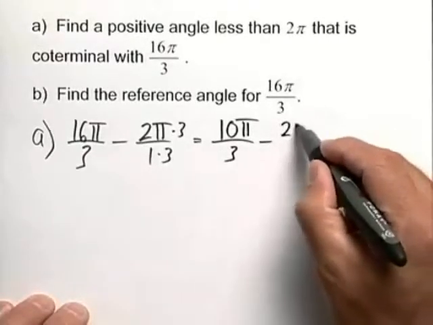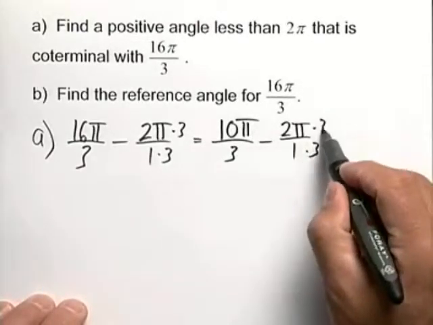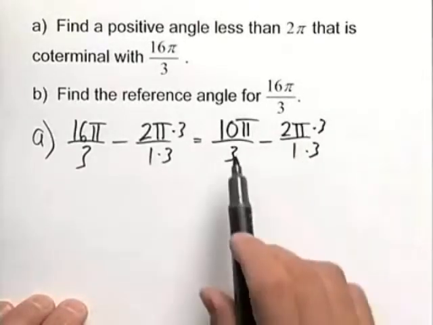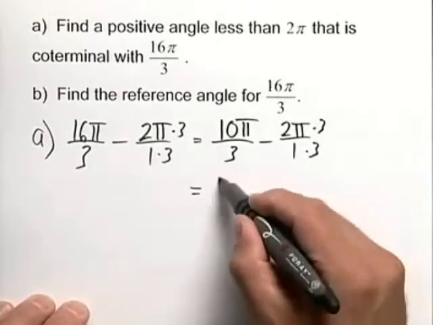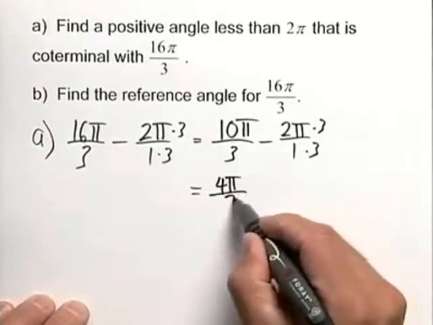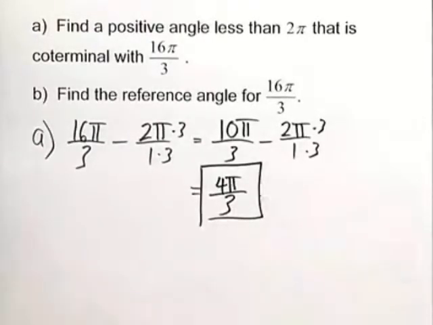We're going to subtract off another 2 pi radians. Again, a common denominator of 3, top and bottom. So we get 10 pi thirds minus 6 pi thirds. That will then give us 4 pi thirds, and now we have our value. This angle is now less than 2 pi radians, and it's positive.